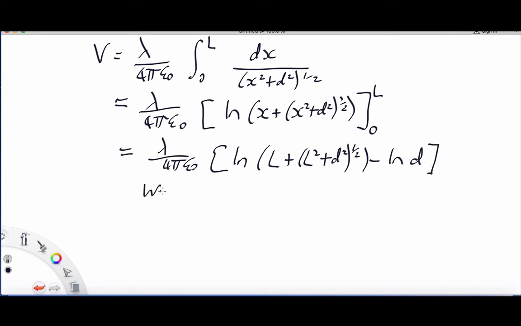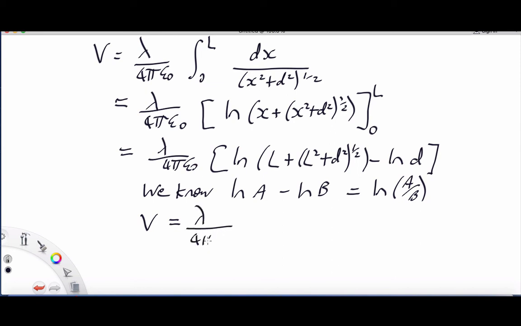And we know that if we subtract two logs, so log of A minus log of B, it's simply log of A over B. So our final expression for V is that it is lambda over 4 pi E naught log of L plus, turn it back to a square root sign, or we could leave it as to the half, over d.